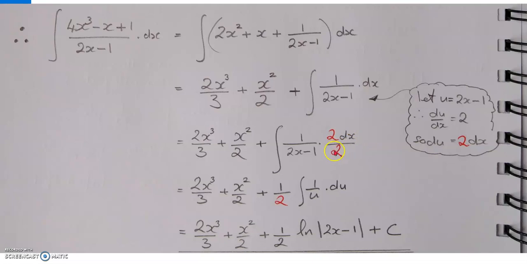Now this division by 2 I can bring to the front there and write 1/2 the integral of 1 over u du. And that, of course, is the natural log of u, and u we said was 2x minus 1. So you just replace the u with the 2x minus 1. So our final answer to this integration is 2x cubed over 3 plus x squared over 2 plus 1/2 of the natural log of the absolute value of 2x minus 1 plus the constant of integration.